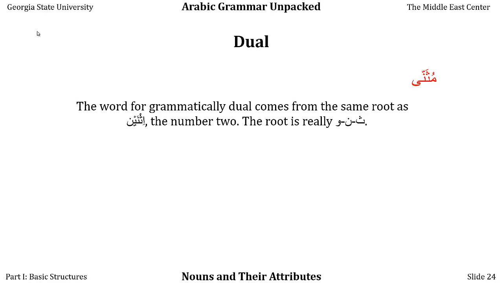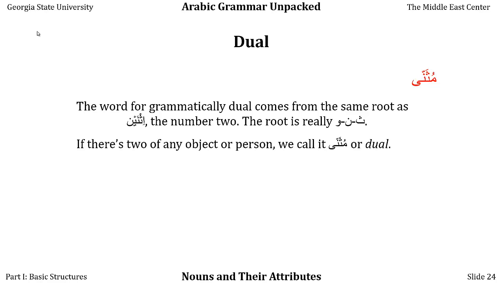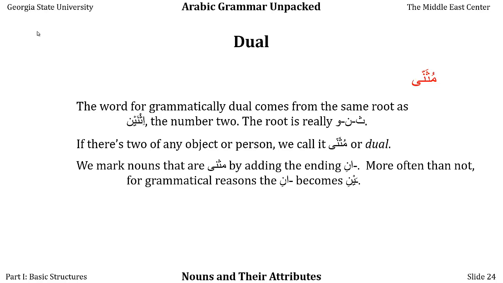The number 2. The root is really tha, nun, waw, so it's also an unsound root because one of its letters is waw. If there's 2 of any object or person, we call it muthanna or dual. We mark nouns that are muthanna by adding the ending ani. More often than not, for grammatical reasons, the ani becomes aini, and this is not something we'll discuss today. Just learn to recognize them as the dual endings.